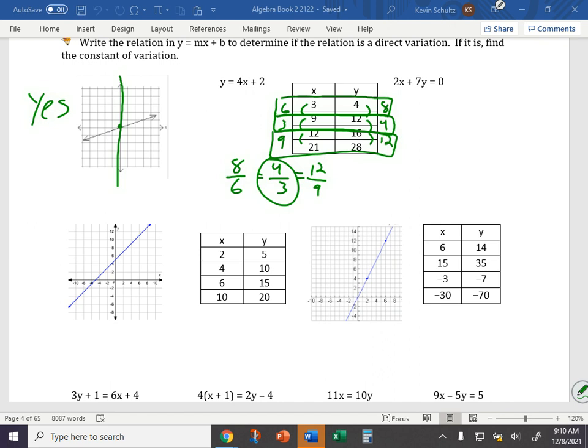Say the table isn't a linear function. If it's not a linear function, it cannot have direct variation, so you just move on. In order to have direct variation, it must be linear, and it must have a y-intercept of 0.